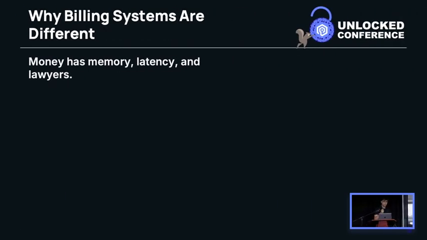Money has memory, latency, and lawyers. With money, you always have to have a record of it. You can't just have it in a Redis cache, or store it for a couple of days. It has to be stored for 3 years, so we always had to have it in our Cosmos DB. But when we had so many requests coming from all these AI PRs and new billable metrics, we couldn't just use our Cosmos DB. We had to use Redis in front of it to cache it and update our front end.